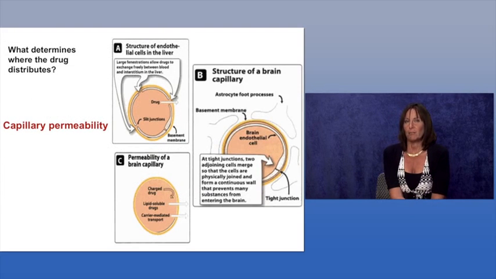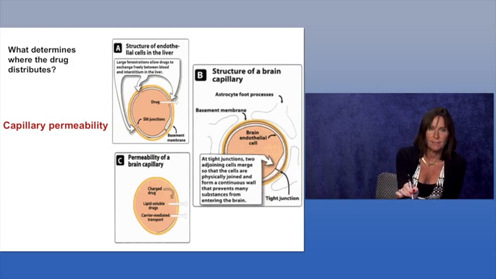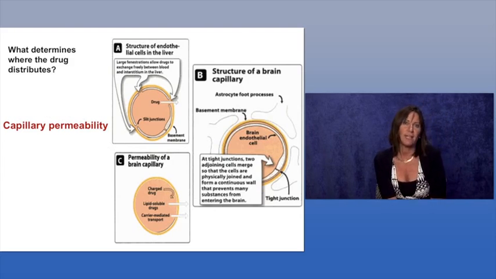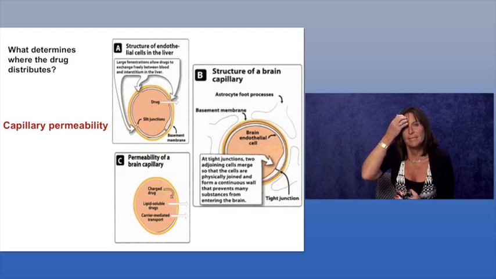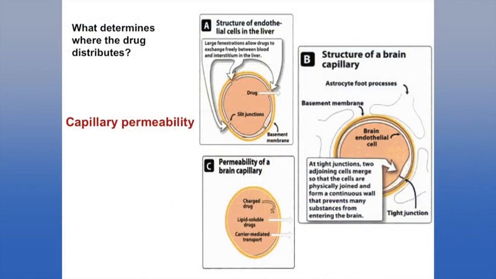So let's first of all talk about capillary permeability. You have 3 panels on this slide. Let's first of all start with panel A. In panel A, we are showing you the structure of an endothelial cell in the liver. The real appeal of the endothelial cell in the liver is that it has large fenestrations, which I think we can see here. Fenestrations along this capillary membrane allow transport of water-soluble molecules, hydrophilic molecules, small molecules, allowing movement of these molecules, including drugs, across that membrane. In addition to that, there is this concept of slit junctions, which are shown right here. These also allow the transport of drugs, molecules, across the basement membrane into the intracellular fluid, which is where many of these drugs have their primary effect.